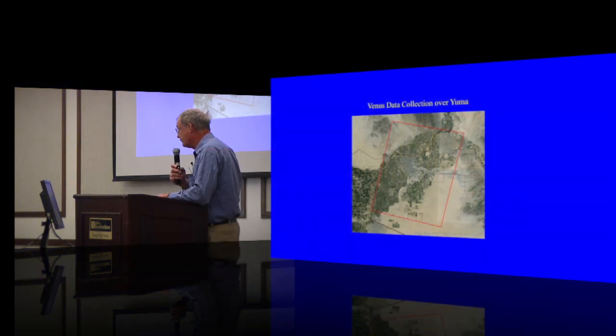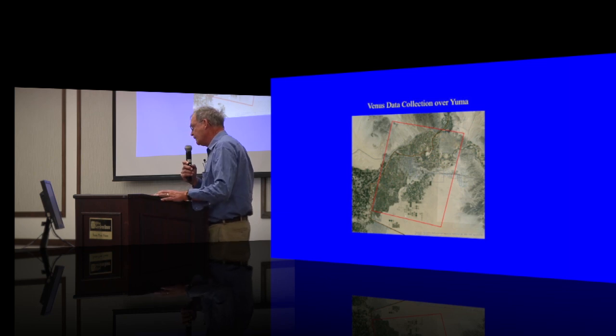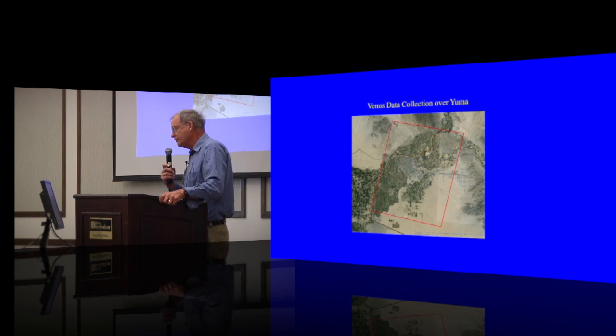Lastly, I'd point out that because of this collaboration, I proposed to the French and Israeli group that launched a satellite called Venus that they target the Yuma region as one of the focus areas. This satellite is now in orbit. It started collecting data on November 1st, and it collects data every 2 days, which is very unusual, at 5 to 10 meter resolution.